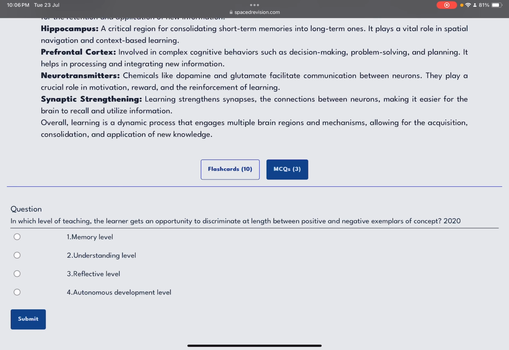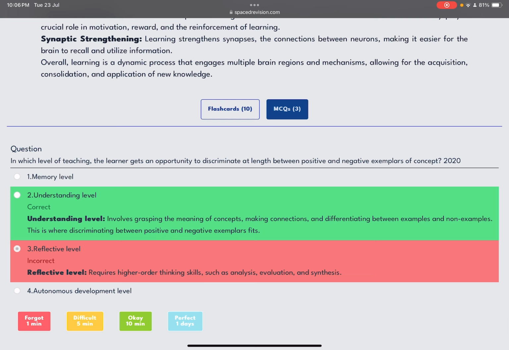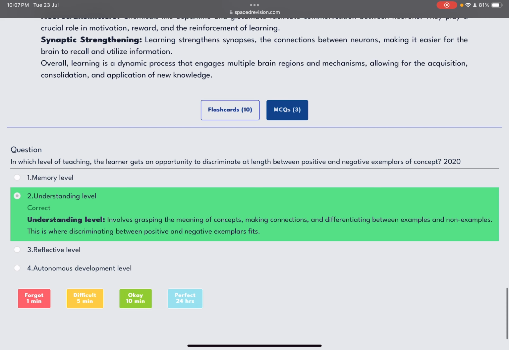All right, now let's check out this question that had come in 2020. In which level of teaching the learner gets an opportunity to discriminate at length between positive and negative examples of concept? So basically, examples, which is understanding level of teaching. But let's say you got confused and then you did reflective level of teaching instead. So what I've done is I've added why you are incorrect, requires higher order thinking such as analysis, evaluation, and synthesis, and also shows the correct answer, which is understanding level of teaching. So because I was incorrect, I'm gonna do forgot. So it's gonna reappear. But now I know the correct answer is understanding. So I'm gonna do submit and then I'm gonna do perfect.